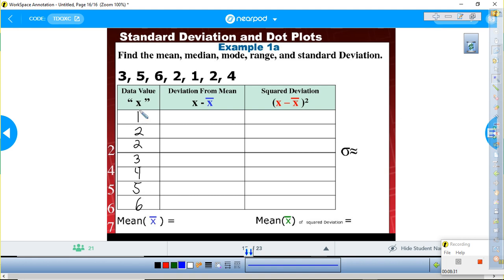Okay, so how much do you have if you add them up? 23. And how many items do we have? 7. So we divide by 7. That's going to give us our x-bar. Round to the nearest hundredth. Okay, who's got x-bar already?